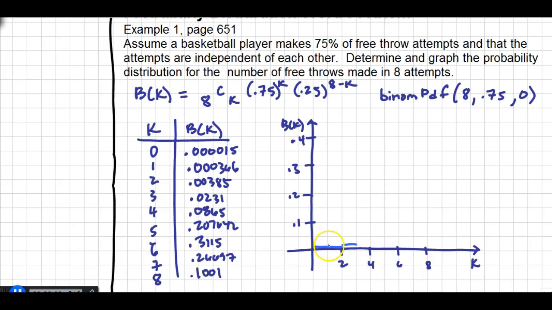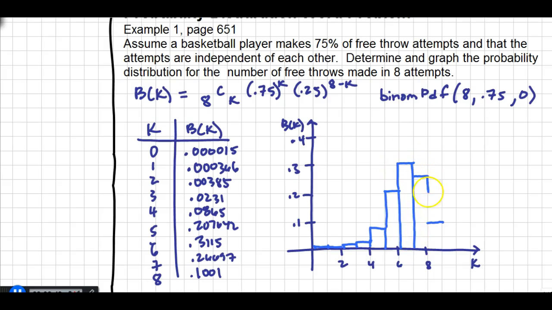So I've already graphed the first 3. Nothing really very exciting going on there. Then for 3, I want to do 0.02, 0.08, 0.20, 0.31, so it's going to be my tallest one, back down to 0.26, and back down to 0.1. And then we just connect all those with some vertical bars because this is going to look an awful lot like a histogram.